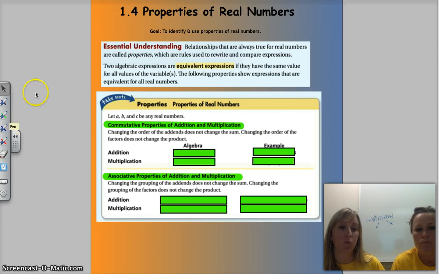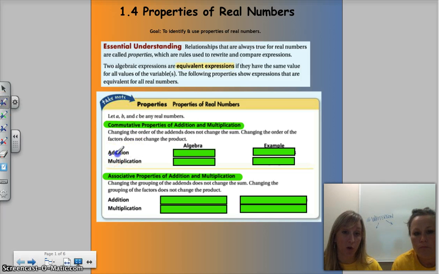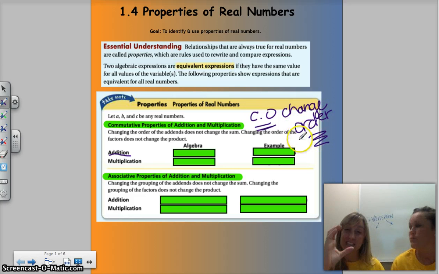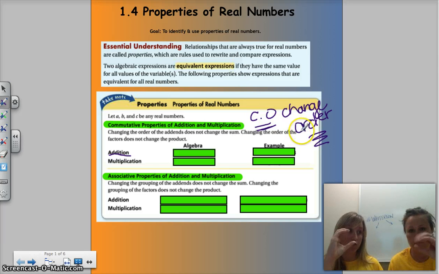Okay, the first property we're talking about is the commutative property of addition and multiplication. It's on your sheet. We're going to talk about addition first, then multiplication. Commutative. C-O are the first letters of the word commutative. Remember that the commutative property changes the order. So if you make a C with your hand, the next letter that's easiest to make is an O. C to O. Changes order.